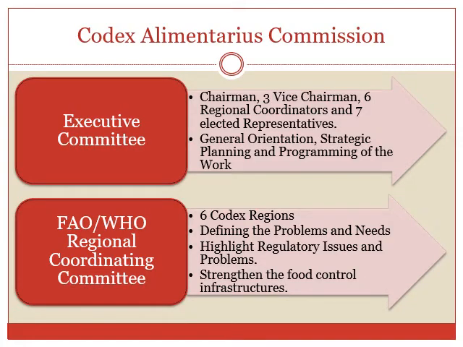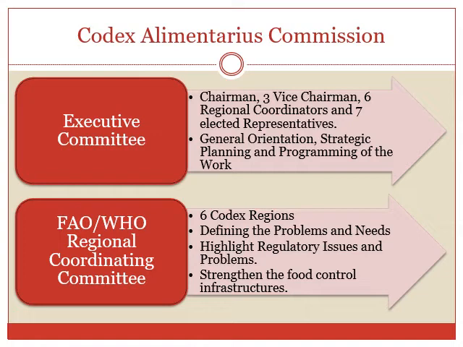So here we're going to see a brief note on the Executive Committee and the FAO/WHO Regional Coordinating Committee. First, let's see about the Executive Committee. The Executive Committee comprises the chairman, three vice chairmen, six regional coordinators, and seven elected representatives from the various geographical groups of Codex. Their main duty is to make proposals to the commission regarding general orientation, strategic planning, and programming of the work of the commission, and they assist in the management of the commission's program of standards development by conducting a critical review of the work and monitoring the progress of the standards development.